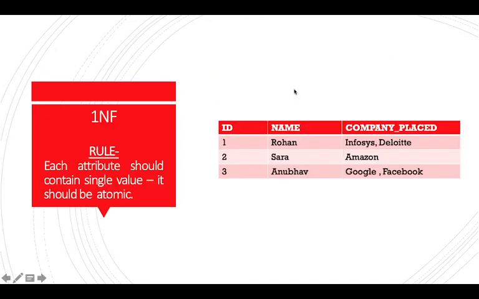Alright? Moving ahead, let us start with first normal form. The rule for 1NF is that each attribute or column should contain single value. That is, it should be atomic. There can't be any multi-valued attributes in our table. Let me show you what I'm trying to say with an example.